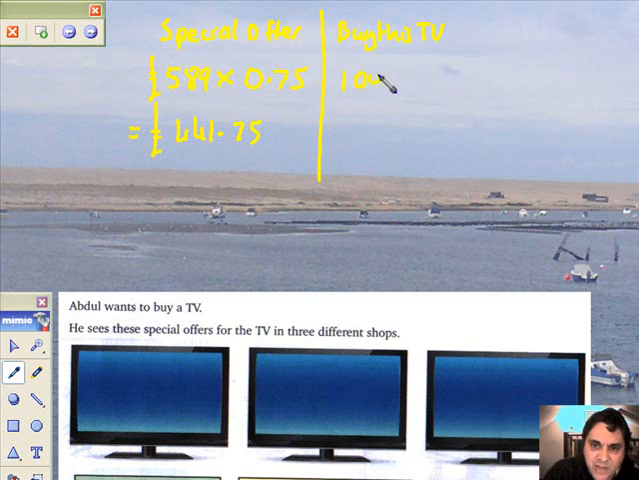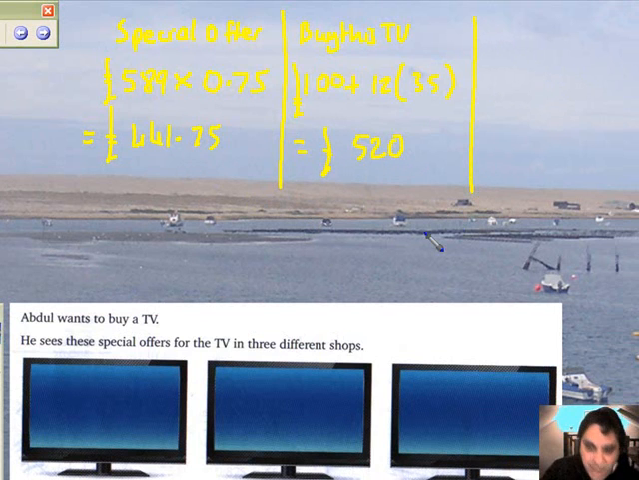So I've got £100 up front plus 12 lots of £35. Alright, so let's just do that now. Go £100 plus 12 times 35. That's going to cost me, because I've just worked it out, £520. So buy this telly is not the best deal so far. At the moment, special offers winning. Let's try and get the last one done there, then we'll make a comparison.